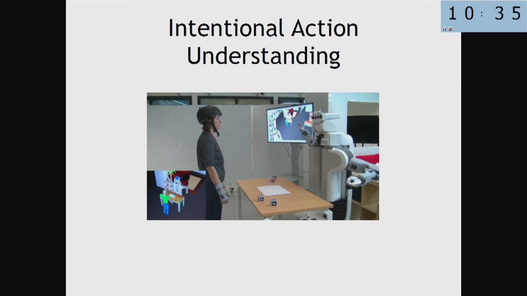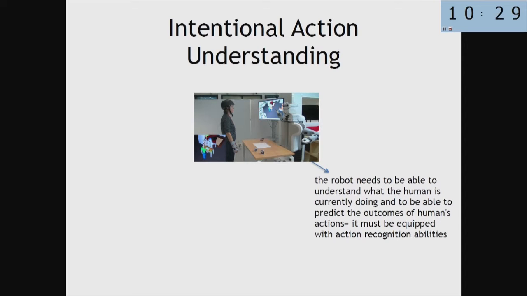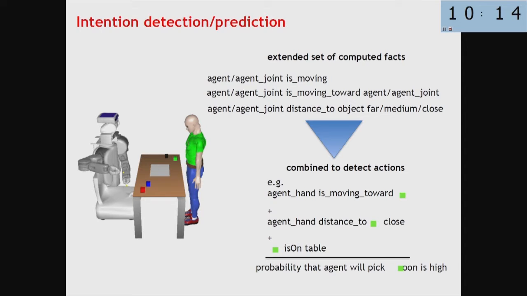So intentional action understanding, what does it mean in our example? It means that the robot needs to be able to understand what the human is currently doing and to be able to predict the outcome of humans' actions. So it must be equipped with action recognition abilities. It could be by learning, but we can also imagine an extended set of computed facts saying that if we know that the hand of the agent is moving toward the cube, and the distance to the cube is close, and the cube is on the table, the probability that the agent will pick up the cube is high, for example.